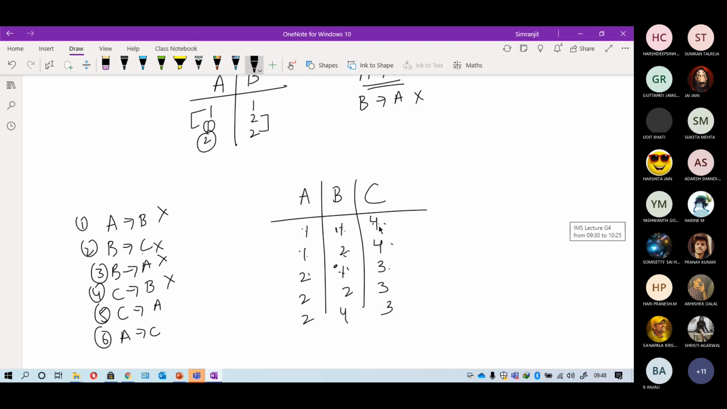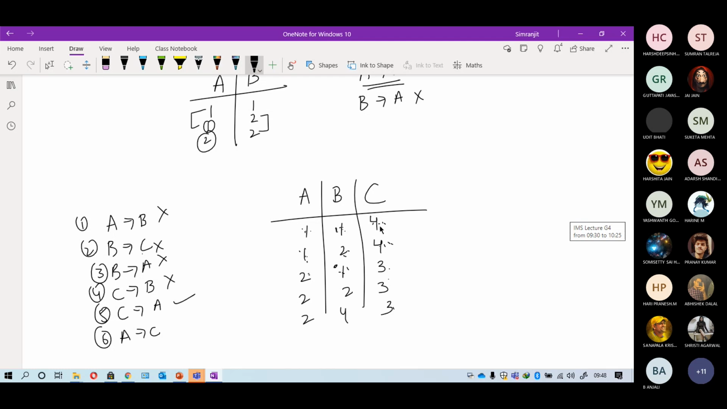C tends to A. 4 and 4 is repeated. Yeah, for both of them, 1 is there. No problem. 3, 3, 3 is repeated, for all of the entries it is 2. That is again, there is no problem. So this is correct. Similarly, A tends to C.